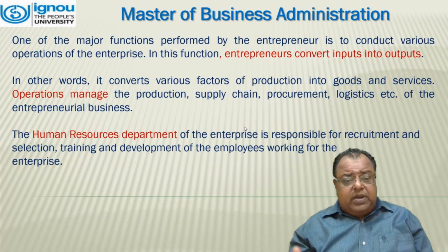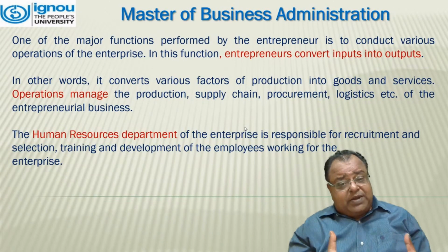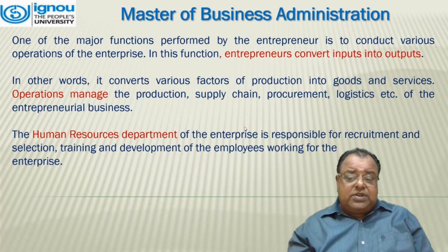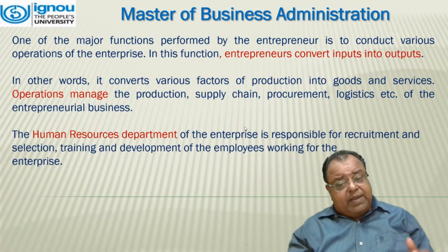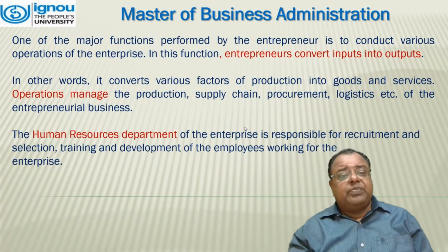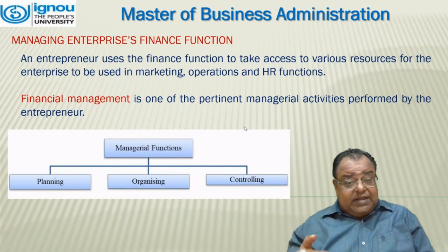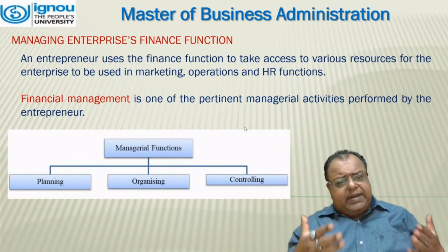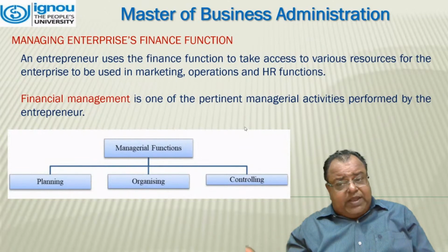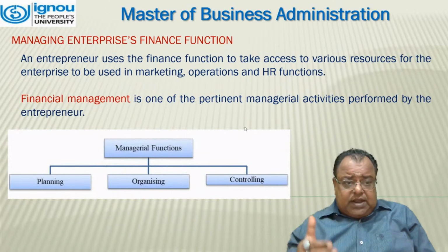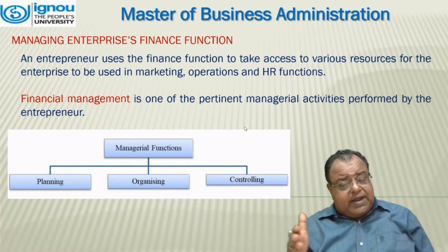of the entrepreneurial business. The human resource department of the enterprise is responsible for recruitment and selection, training and development of the employees working for the enterprise. Now, managing the enterprise's finance function. An entrepreneur uses the finance function to gain access to various resources for the enterprise to be used in marketing, operations, and HR functions.